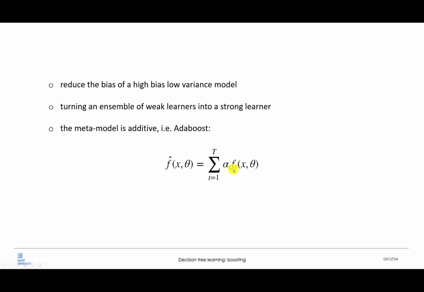And so we call these the weak learners because they have this high bias, okay? And we're going to compute or build a few of them, in this case T, right? Okay, and we're not going to average out their predictions, we're going to take a weighted sum of them, right? So it's an additive model.